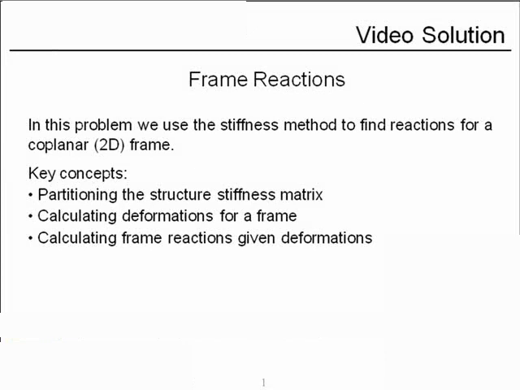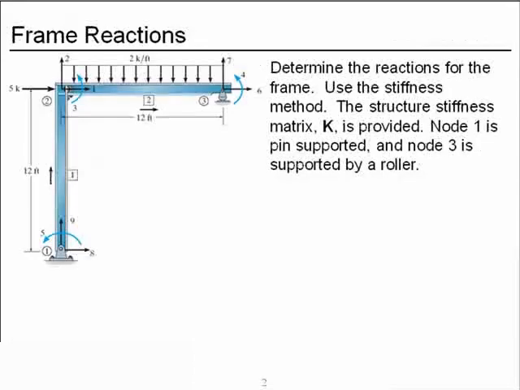In this problem, we'll use the stiffness method to find reactions for a coplanar or 2D frame. The key concepts we'll use are partitioning the structure stiffness matrix, calculating deformations for a frame, and calculating frame reactions given deformations.